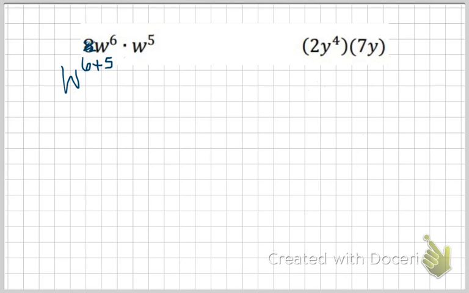Now that 8, we can't ignore it forever, so I'm going to bring it back. That 8 is still a coefficient, and it's going to go in the front of w. And we add the exponents, so we get w to the 11th power with a coefficient of 8. Nothing else we can do, so this would be our final answer.